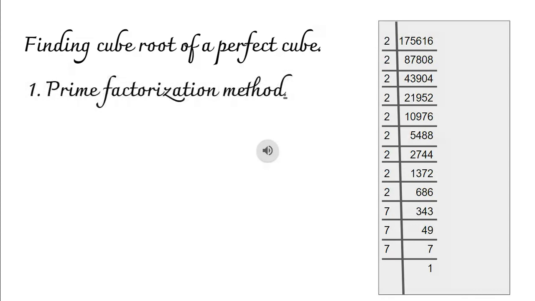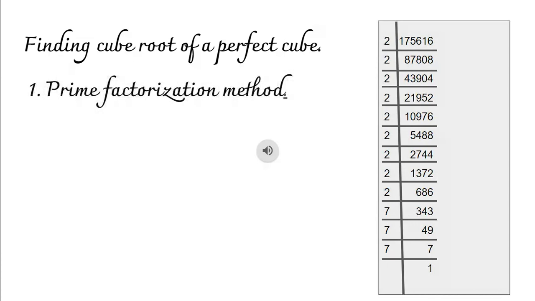So what are we getting then? 87808. Then again by 2, 43904. By 2, 21952. Again by 2, 10976. Again by 2, 5488. Again by 2, 2744. By 2, 1372. Again by 2, 686. Again by 2, 343. Now 343, we know that it is the cube of 7. So divided by 7, 49. Again by 7, 7. 7 by 7, 1.